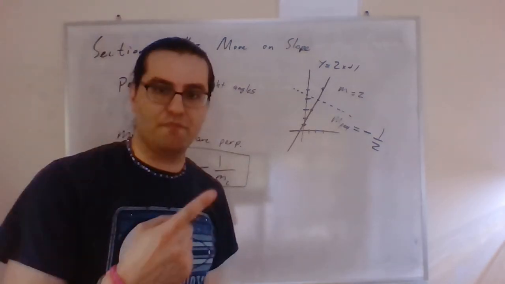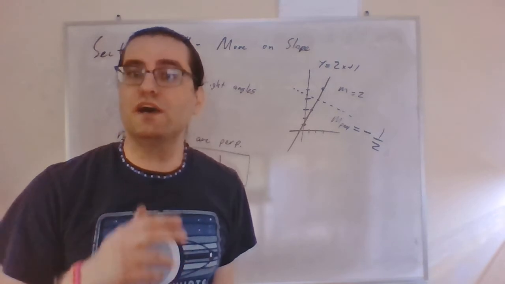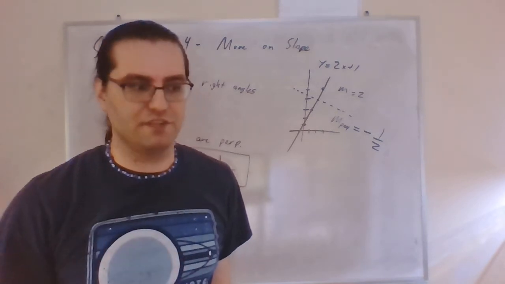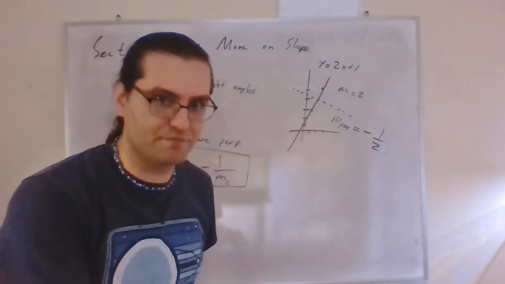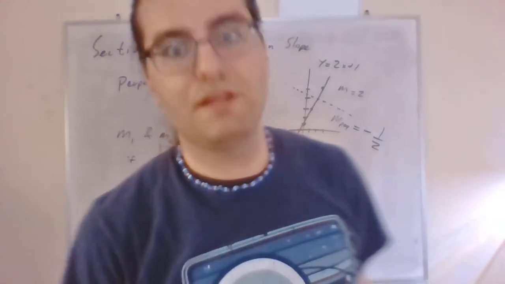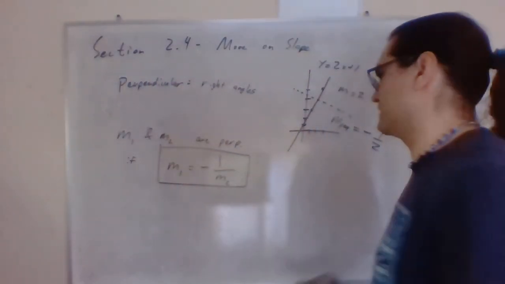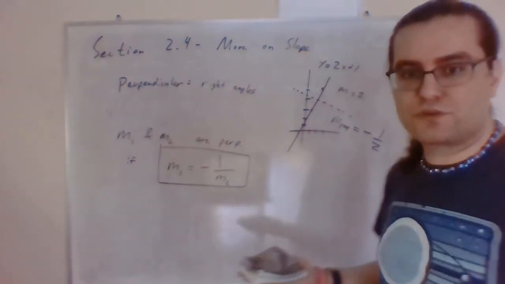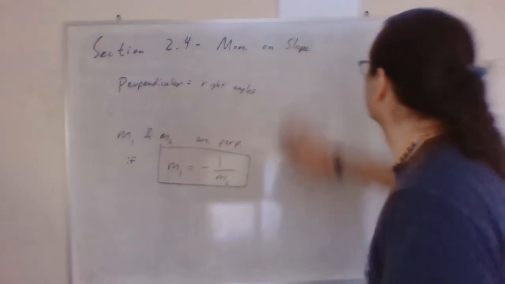We got to make it negative, or I should say, I'm using imprecise language again. I shouldn't say make it negative. I should say use the opposite. Because if it's already negative, then you have to make it positive. So use the opposite sign and take the reciprocal. That'll get you your perpendicular slope. So let me do one quick example of this, and then I'll end this video, and we'll only have one part.